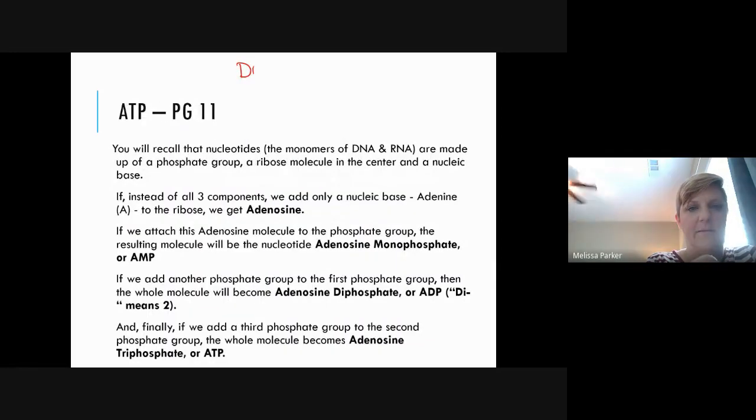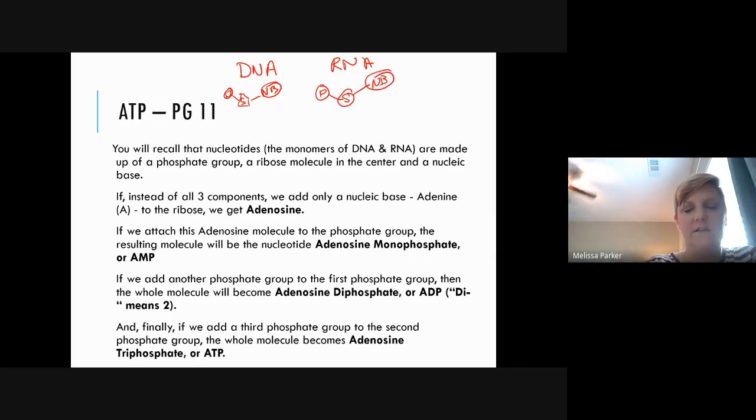when we were talking about DNA, right? There was a phosphate and then there was a sugar, right? A sugar here, a phosphate, and then they had a nucleic base. That was DNA. And then RNA, it had a phosphate, right? And then it had a sugar and then it had a nucleic base.